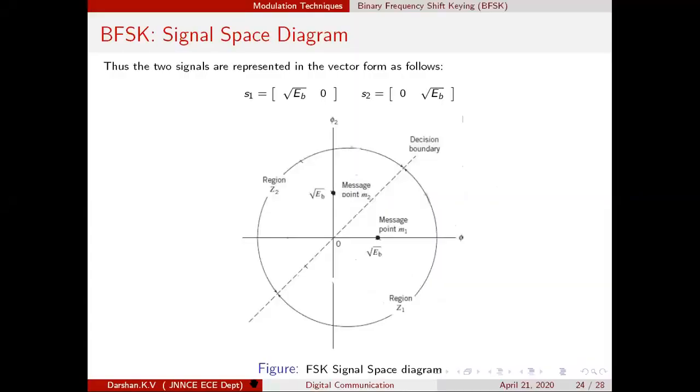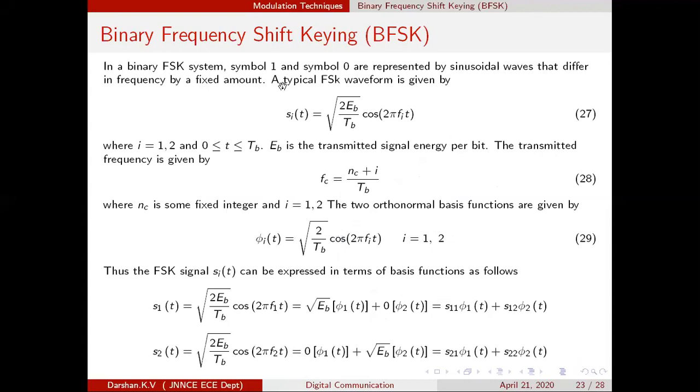Okay, we will start today's session. So that is the BFSK, that is binary frequency shift keying. What is the main thing in binary frequency shift keying? See, you are having only two symbols. You should work with two symbols only, symbol 1 and symbol 0. Each symbol is associated with a waveform of a particular frequency as given below.